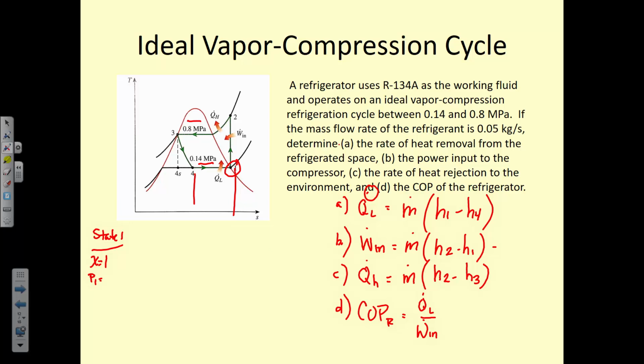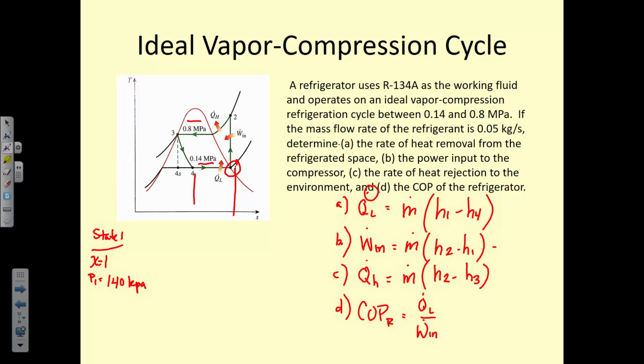So P1 is equal to 0.14 megapascals, which is 140 kilopascals. So we go to our tables. Where are the tables for R134a? After water, what table do we need to look at? No, not that high. Not 20-something. A12. And why A12 and not A11? Because it's given in terms of pressure, not temperature. That's right. So A12 is in terms of pressure rather than temperature.